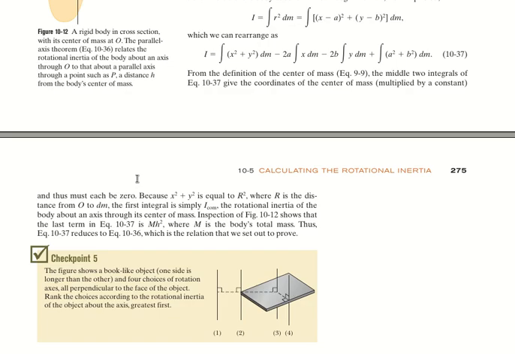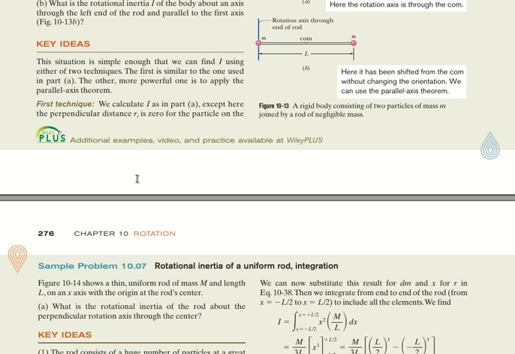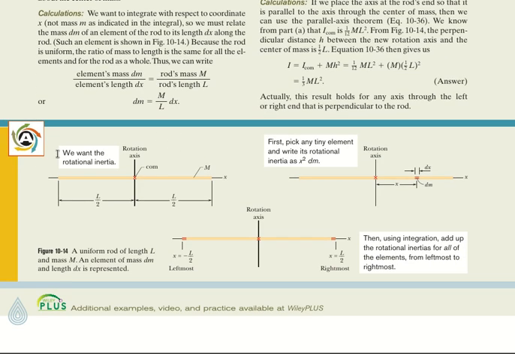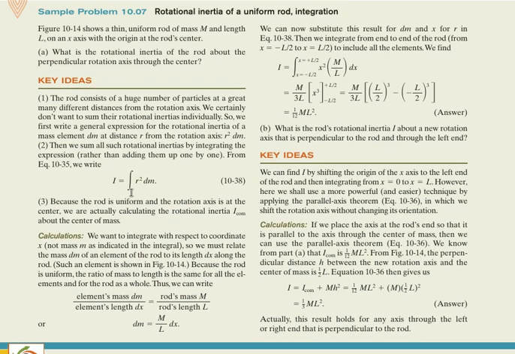In the book, you only have one example, which is 10.07. You have to imagine a thin and uniform rod of mass m and length l, with an x-axis at the origin in the center of the rod, the center of mass. They ask you what is the rotational inertia of the rod about the perpendicular rotation axis through the center. To compute the rotational inertia, you have to use this formula.